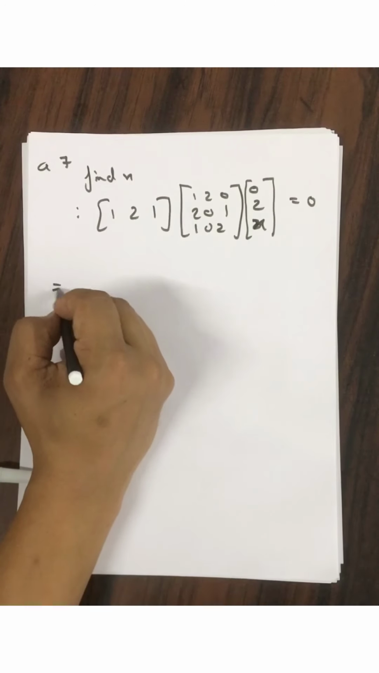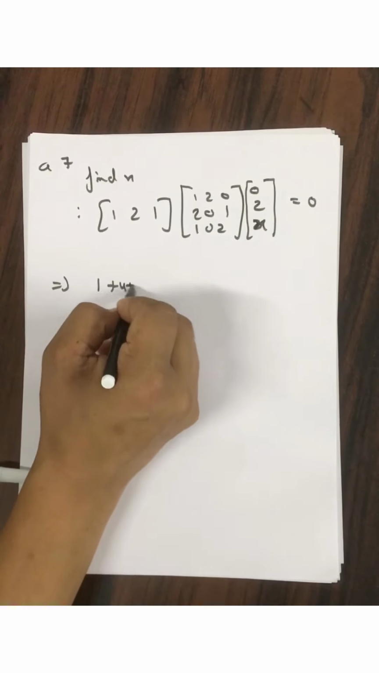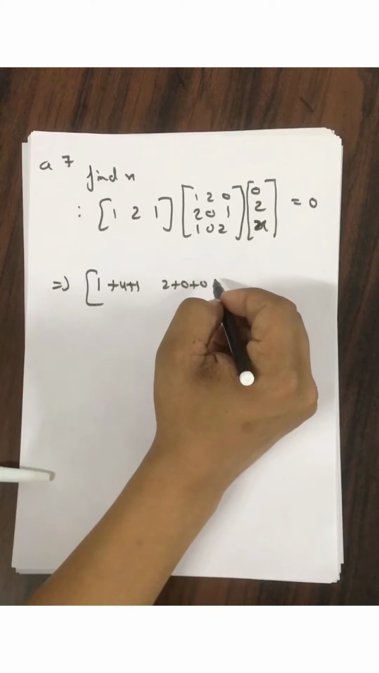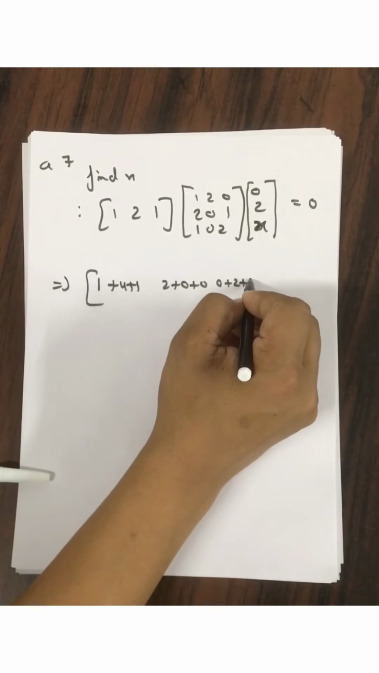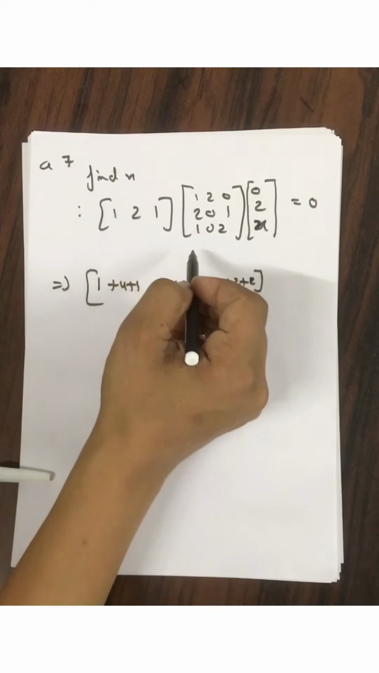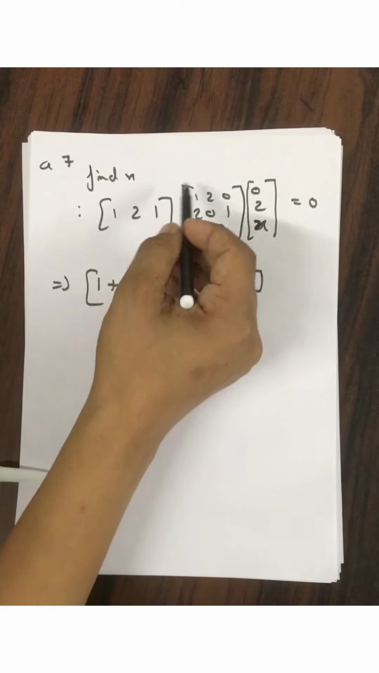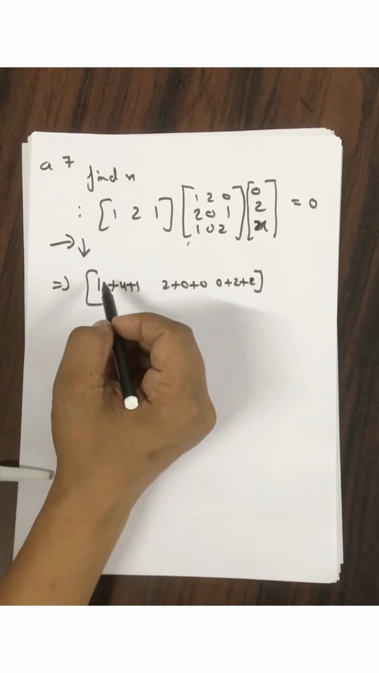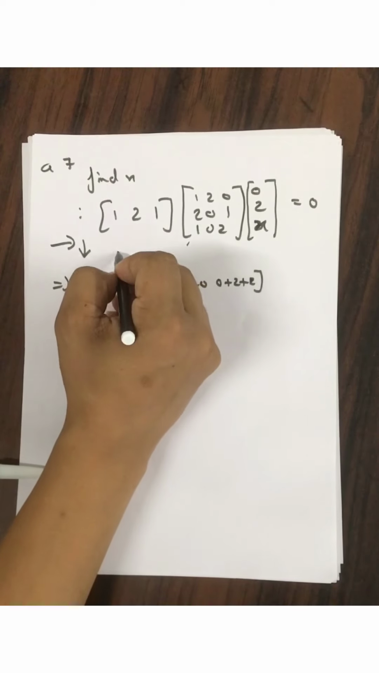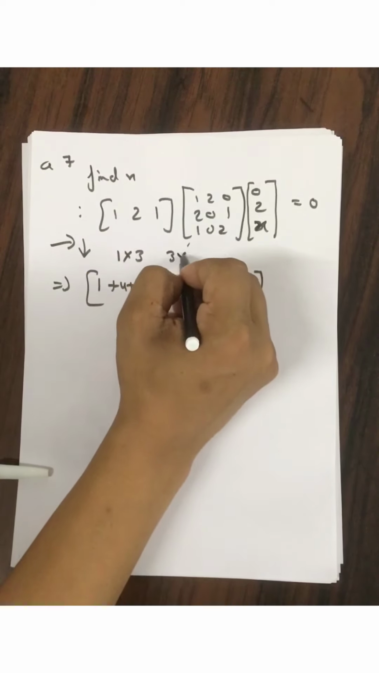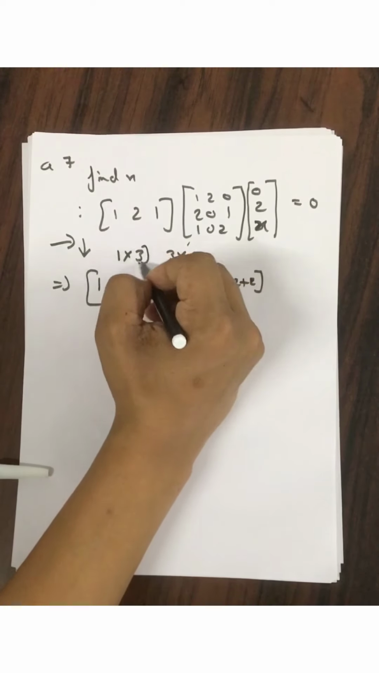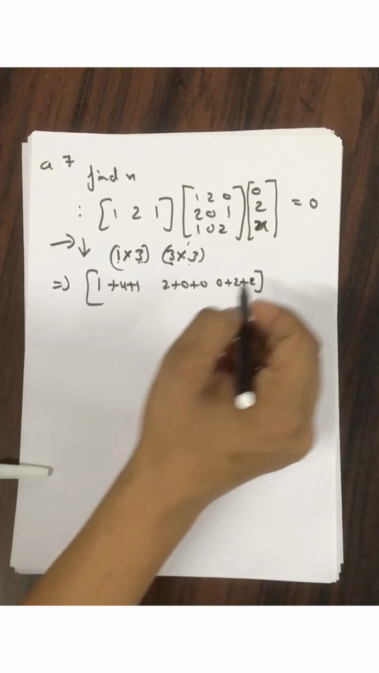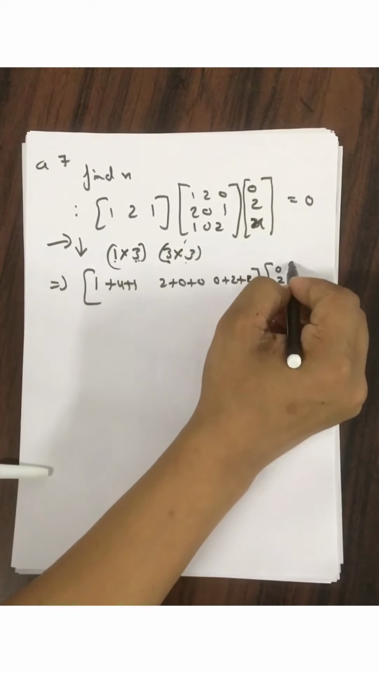Let's multiply. It will be 1 plus 4 plus 1, then 2 plus 0 plus 0, then 0 plus 2 plus 2. The rule is row by column. Actually, this is of order 1 into 3, and this is of order 3 into 3. These two are matching, so it is possible, and the resulting matrix will be of order 1 into 3. And this is 0 2 x equals 0.